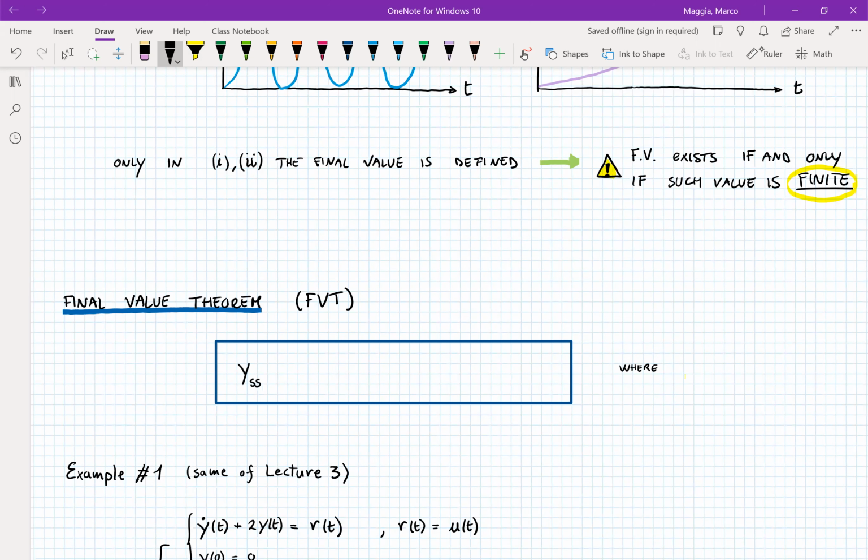So we have that the steady state value of a function y of t, well, in the time domain, as we said, is the limit for time that goes to infinity of y of t. But that is also equal to, in the S domain, the limit for s that goes to 0 of s times y of s, where, of course, y of s is the Laplace transform of y of t.